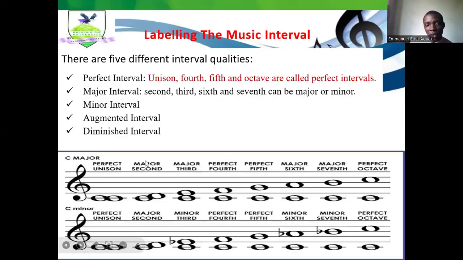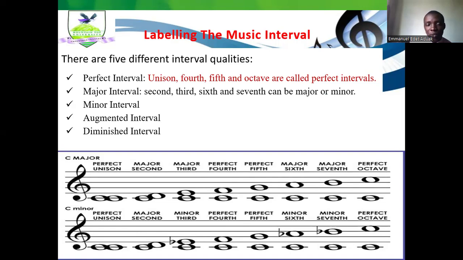Now let's look at the interval qualities and labeling. There are 5 different interval qualities. We have the perfect interval, the major interval, minor interval, augmented interval, and diminished interval. Now, the perfect interval deals with the unison, fourth, fifth, and octave. All these are called perfect intervals. Then for the major or minor interval, it could be second, third, sixth, and seventh.